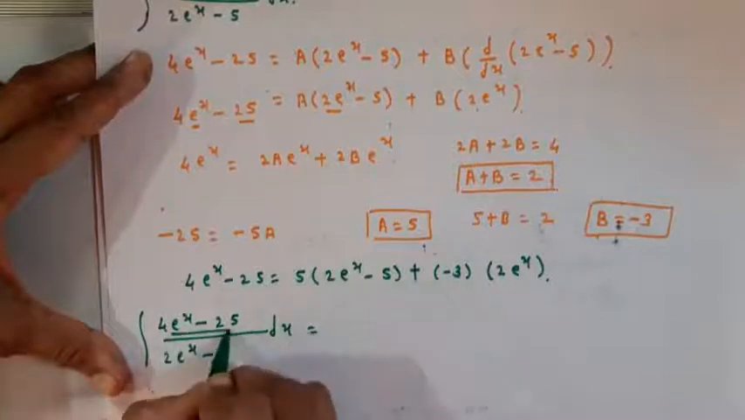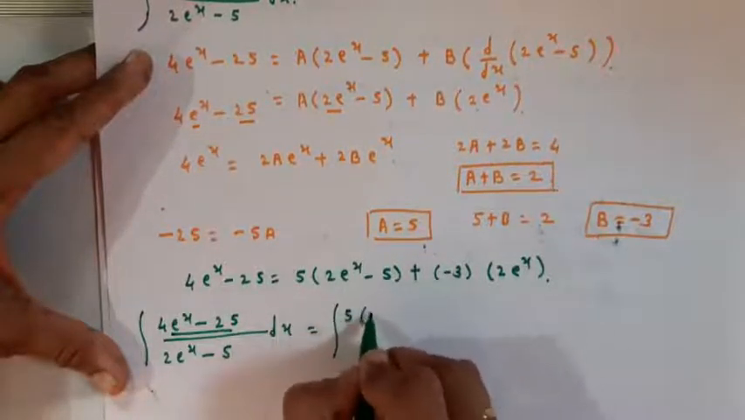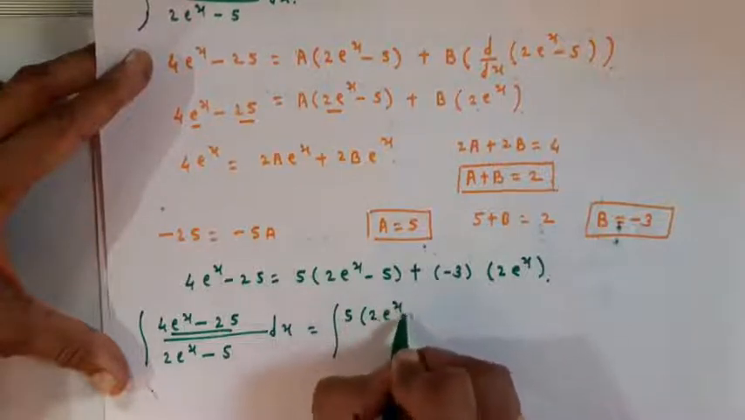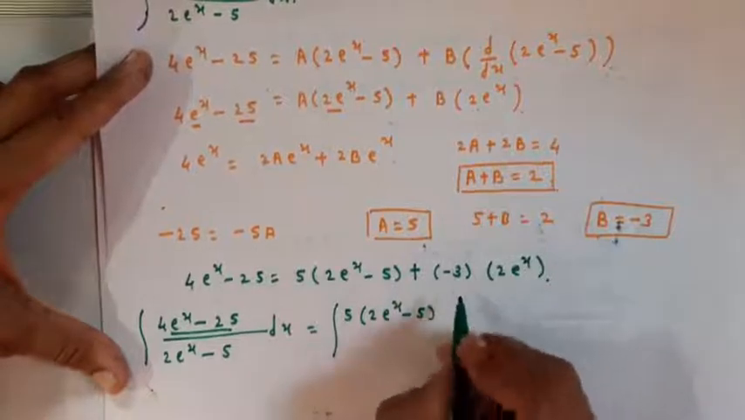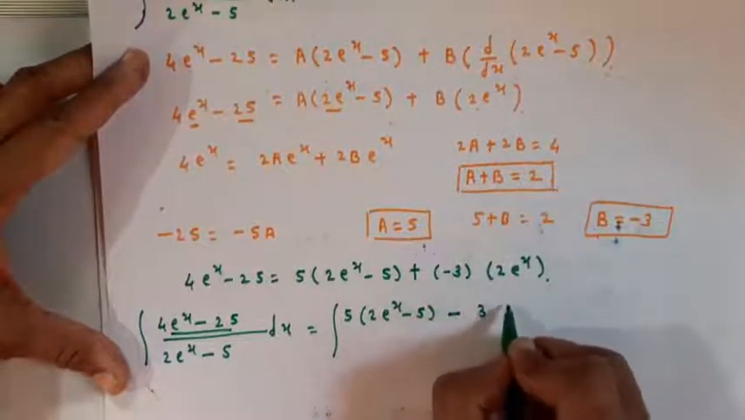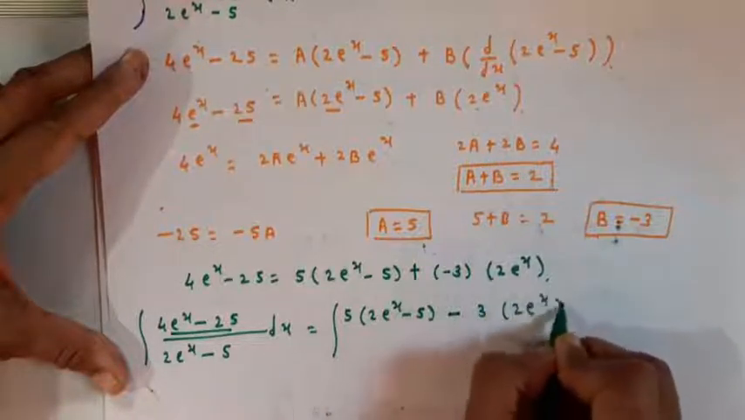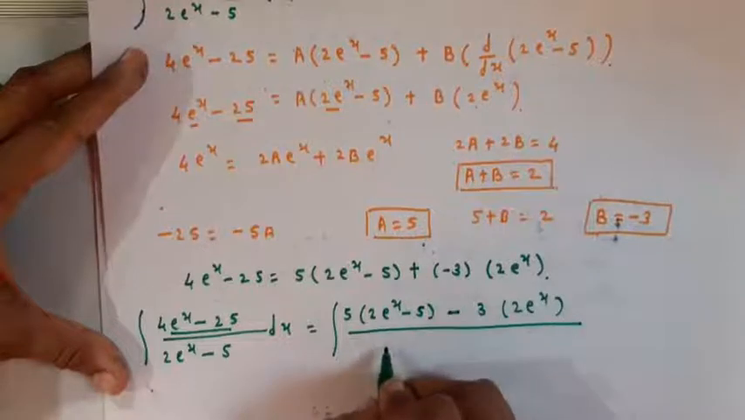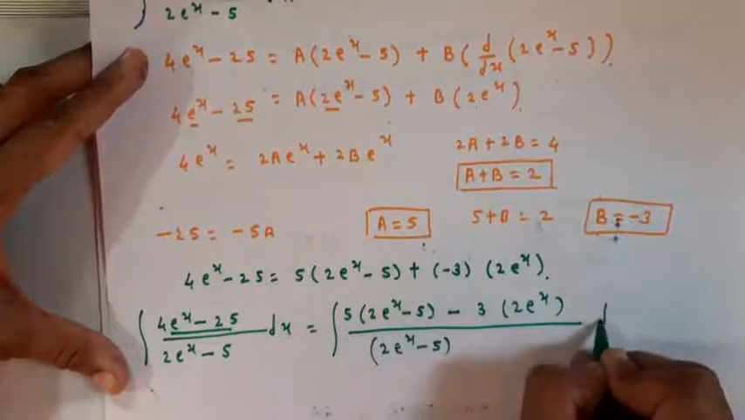So we can express the numerator as given, that is 5 into 2 e raised to x minus 5, plus minus 3 into 2 e raised to x, upon 2 e raised to x minus 5, whole with respect to x. Now simplify the terms.